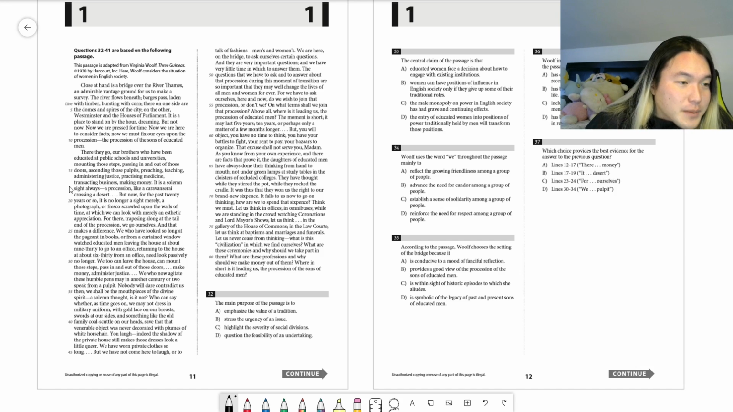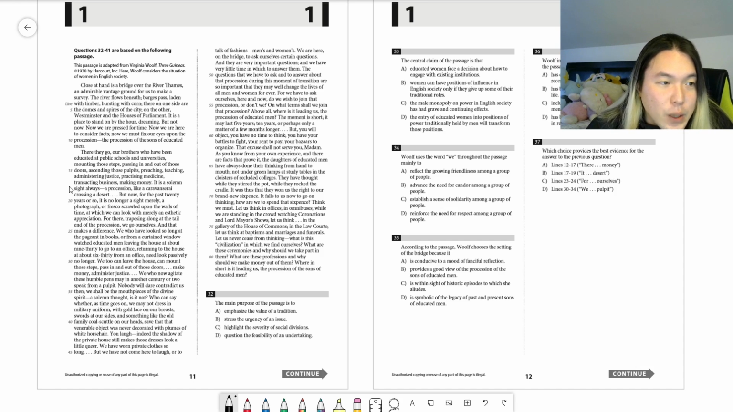Here we go. It's a solemn sight always, a procession, like a caravanserai crossing a desert. But now, for the past 20 years or so, it is no longer a sight merely, a photograph or fresco scrawled upon the walls of time at which we can look with merely an aesthetic appreciation. For there, traipsing along at the tail end of the procession, we go ourselves.